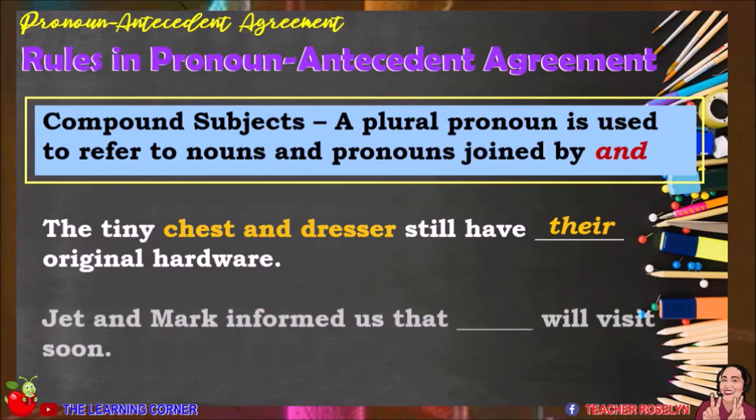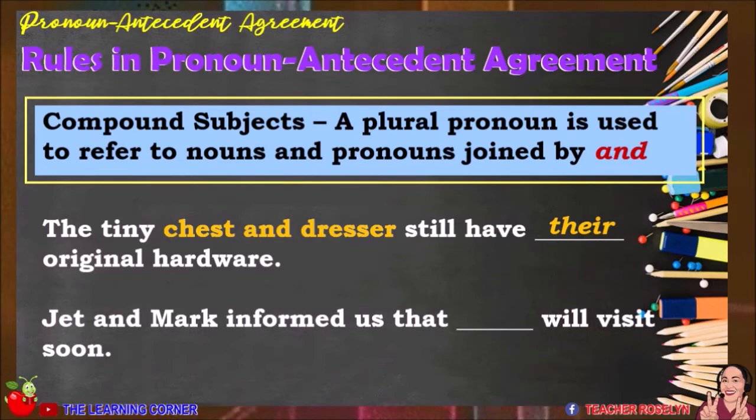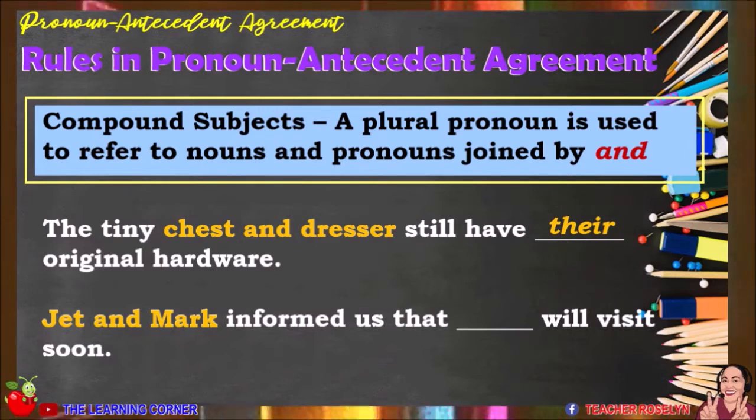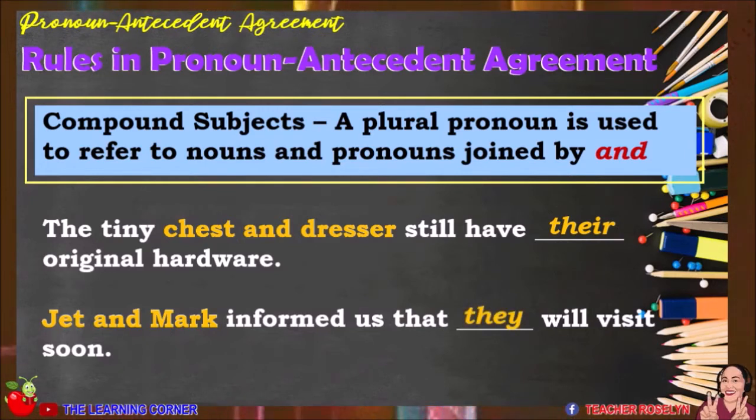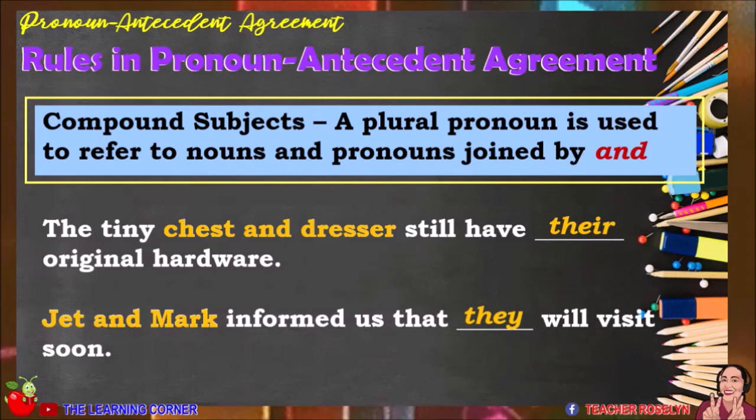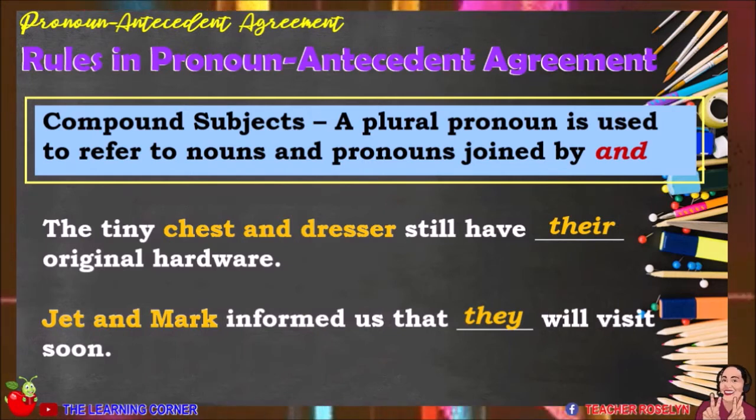Another example. In this sentence, the subject is Jet and Mark. Since it is plural, we will use the pronoun they. Jet and Mark informed us that they will visit soon.